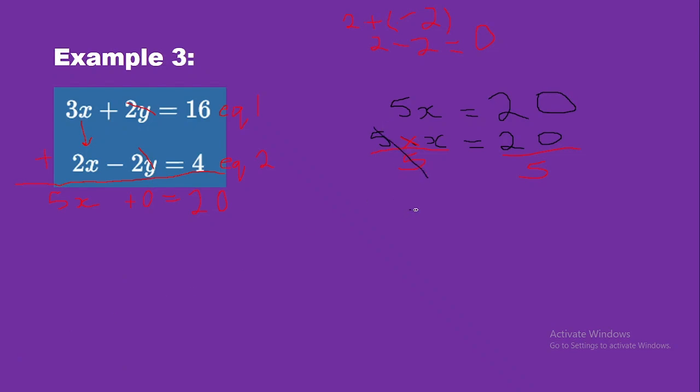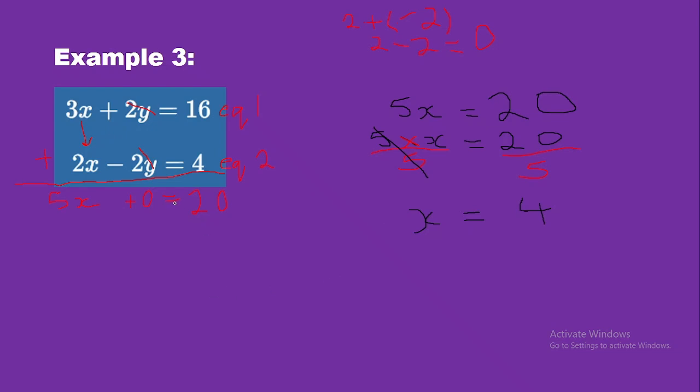So we'll be left with x is equal to 20 divided by 5. 20 divided by 5 is equal to 4. And now we know what x is. So x is equal to 4. And we can plug it into any one of these equations to find our y.